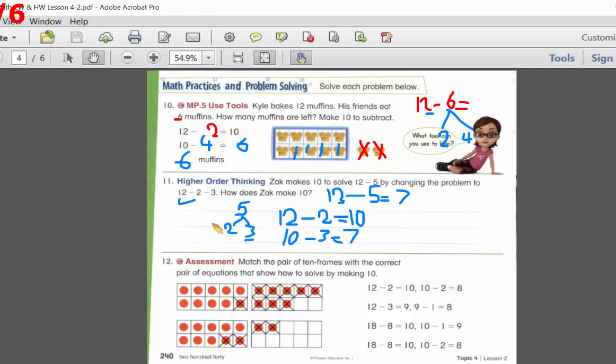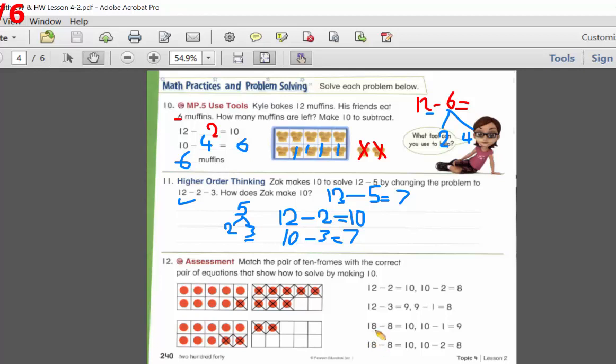Last question on page 240. Match the pair of 10 frames with the correct pair of equations that show how to solve by making 10. First, you will ask yourself, how many counters in all? Let's do number 1 here. How many counters in all do I have? I have 18. You are right, 18.